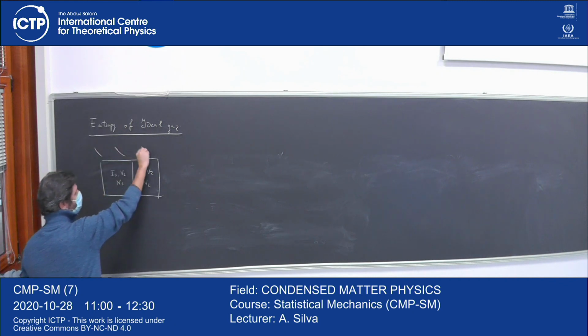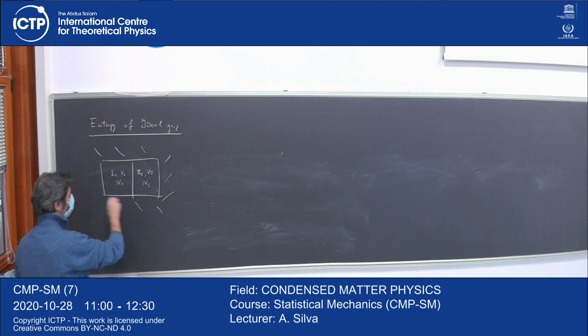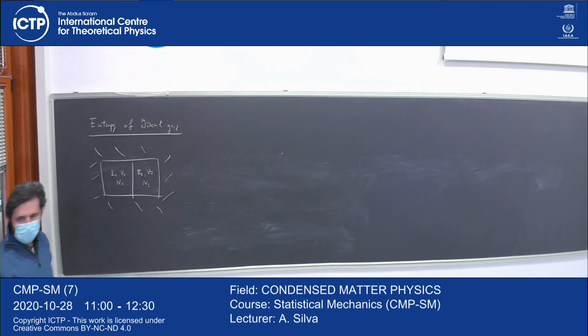Okay? So there is a microcanonical or adiabatic or whatever situation. So what is the thermodynamic potential I use to describe this situation? The entire system.